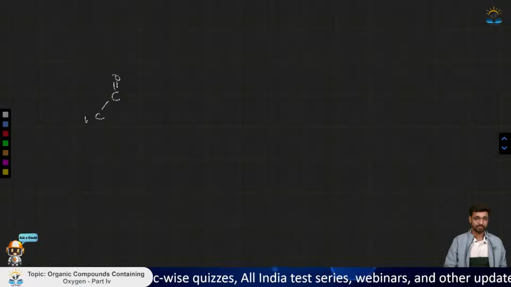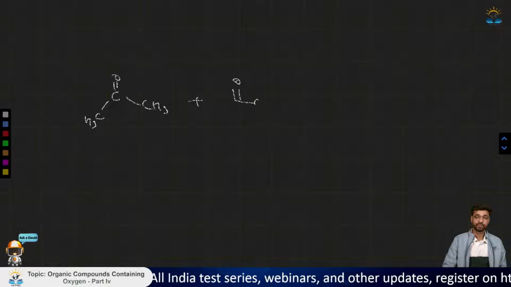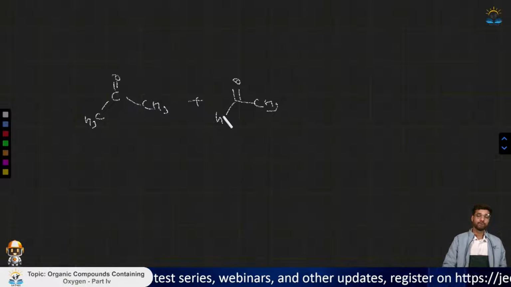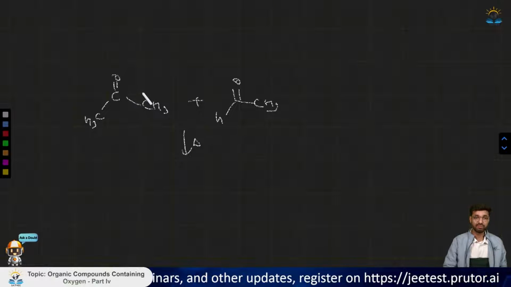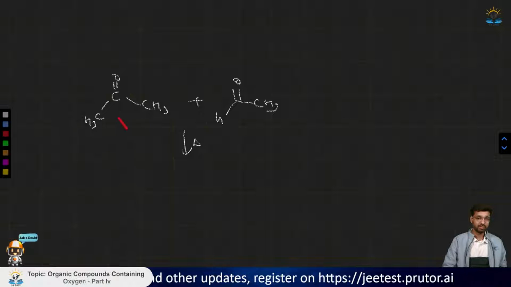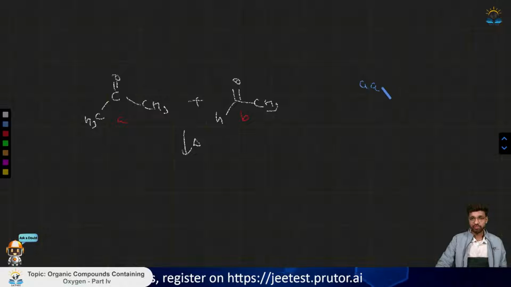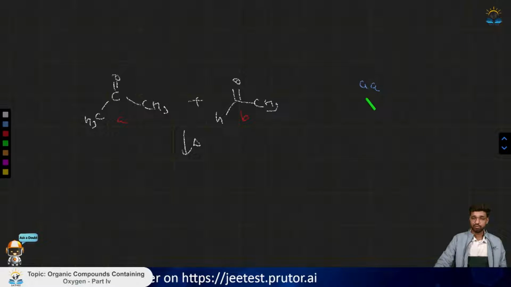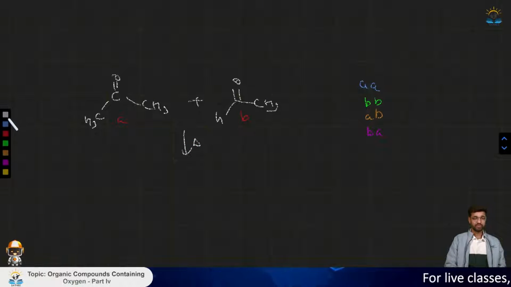Suppose we have a ketone and an aldehyde. If you want to see which product is major, of course 4 products will be formed. If you name them A and B, the 4 possible products are: 2 moles of A can react, then 2 moles of B can react, A can attack on B and we get AB, and B can attack on A and we get BA. So which one is the major one?